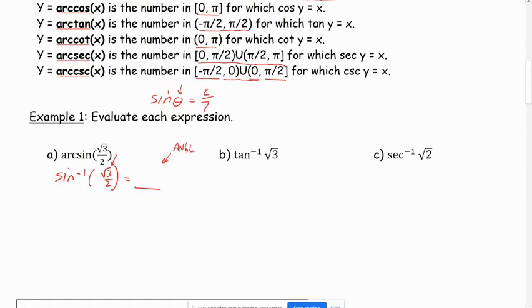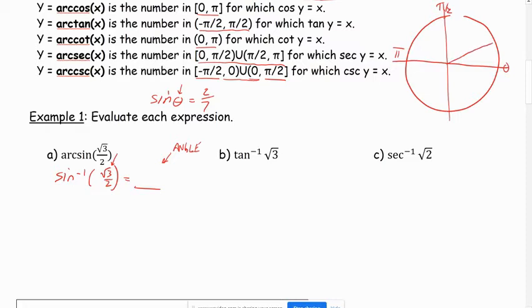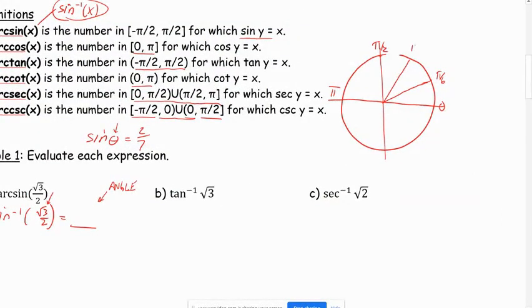Okay, so what angle has a sine equal to root 3 over 2? And so if you think about on the unit circle, you have 0, you have pi over 2, you have pi. You might remember these special angles at 30 degrees, which is pi over 6, and at 60 degrees, which is pi over 3. The coordinates of these points, this point has coordinates 1, 0. This point up here has coordinates 0, 1. And then this is negative 1, 0, and so on.